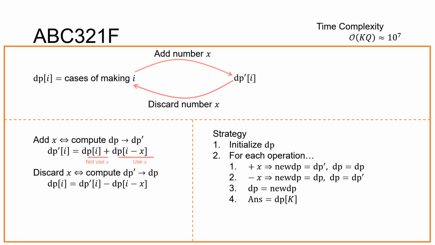Now you write the correct code paying attention to the role of dp and dp prime. I'll finish the explanation of problem F, and with that, I've completed all the explanations.